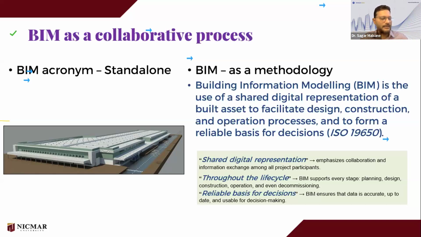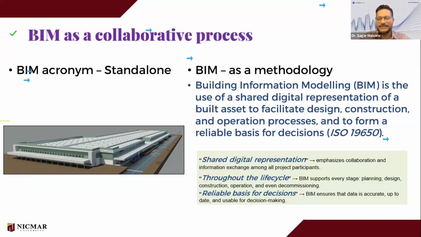And then similarly, it applies to all kinds of consultants. It applies to all kinds of engineers. It applies to all kinds of project participants. So sustainability experts can also use that information to make decisions related to sustainability, like energy consumption, energy modeling, or understanding carbon embodiment, etc.